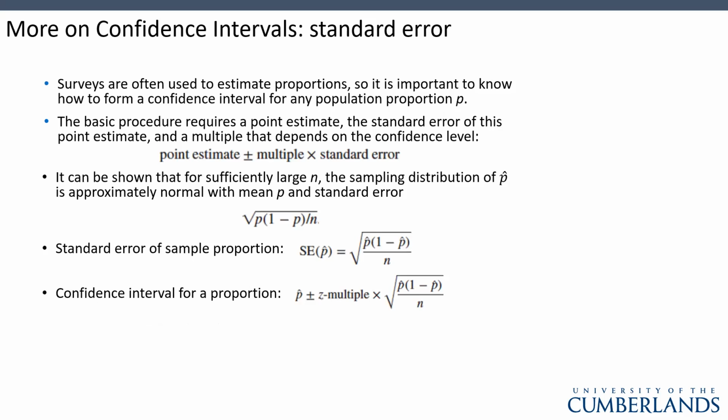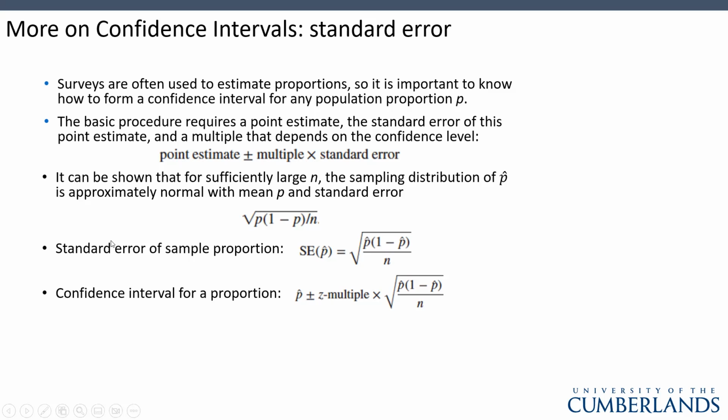This is more on confidence interval. This is the standard error. Basically, surveys are often used to estimate proportions. So it is important to know how to form a confidence interval for any population proportion. And these are the basic procedures required: a point estimate. As you can see here, point estimate, plus or minus multiple times standard error.